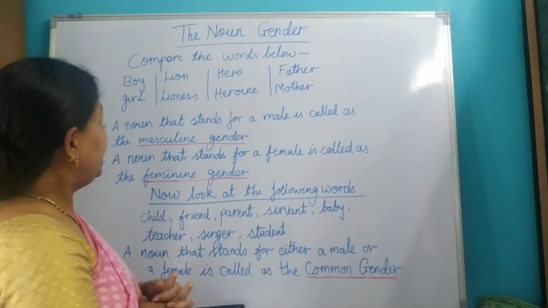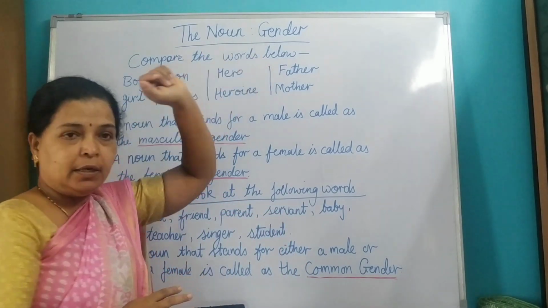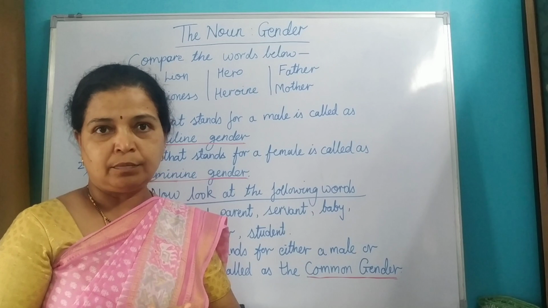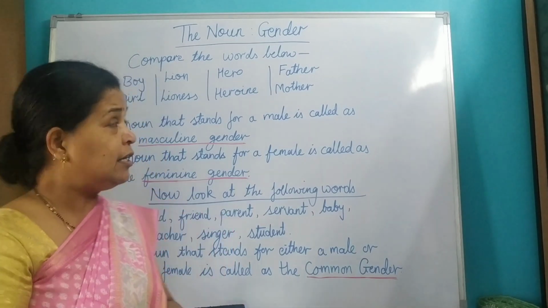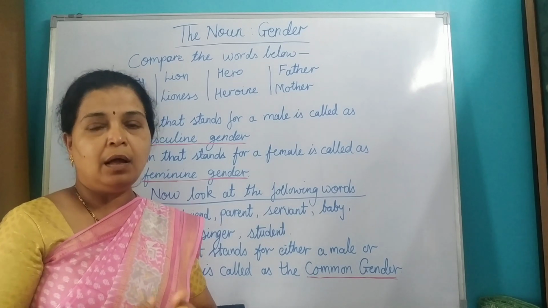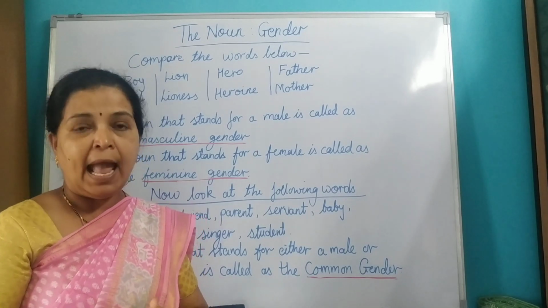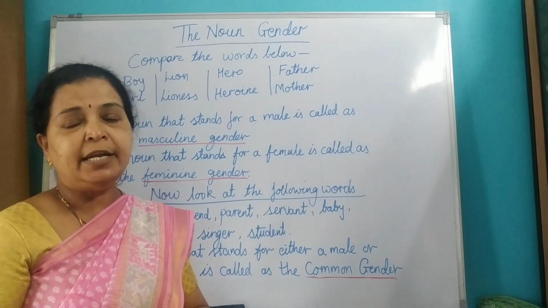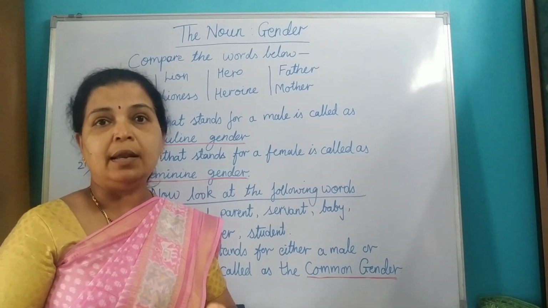Now, see the noun gender. What is gender in English? Gender is a state of being a male or a female. And in English grammar, gender is a way of classifying nouns.